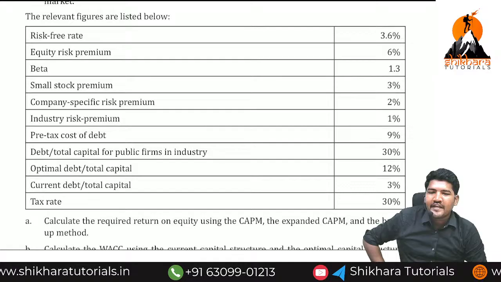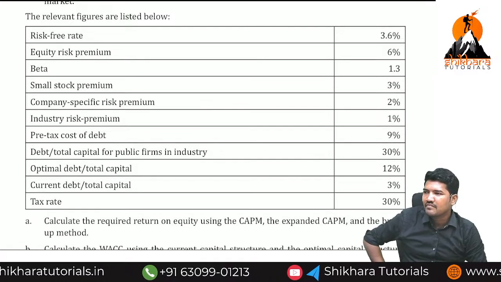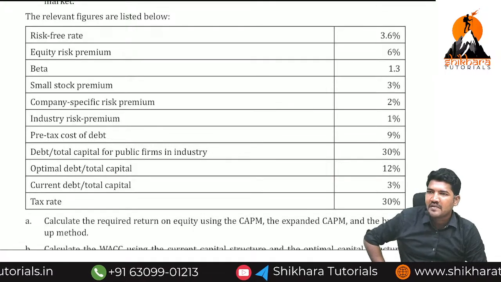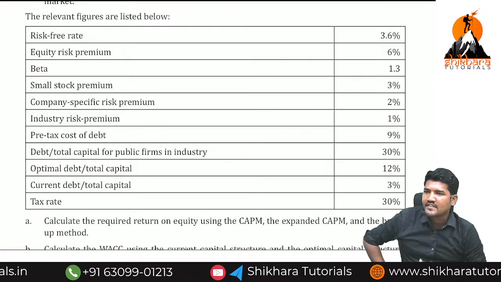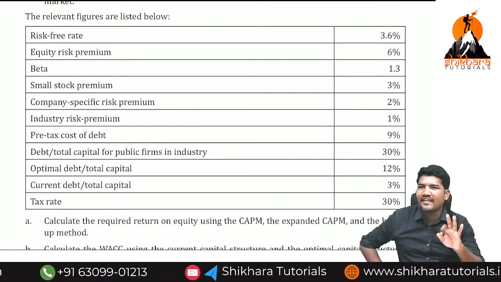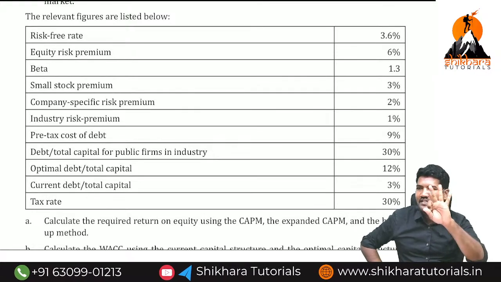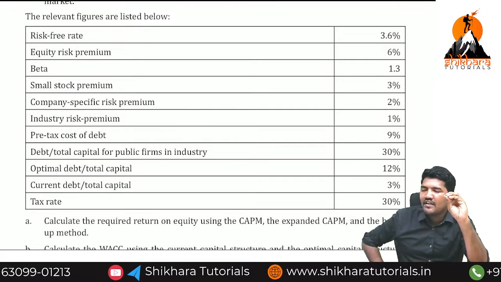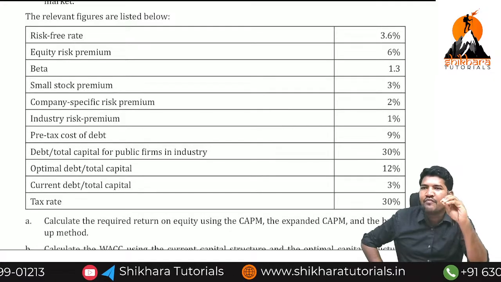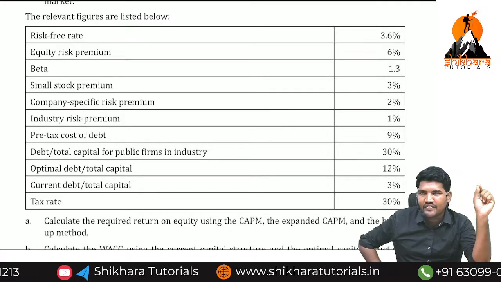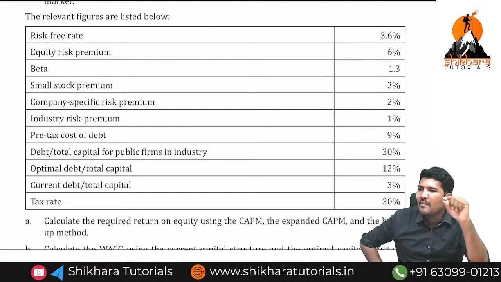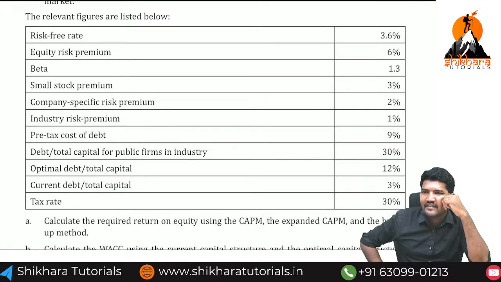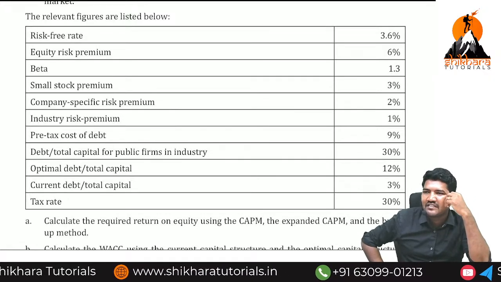Next, company specific risk premium. Same, we are facing it for the first time. As of now, we know only 3: RF, beta, RM. This RM minus RF is called market risk premium. As per CAPM, we know only this and their full forms. RF means risk-free rate of return. RM means market rate of return. Beta means risk or sensitivity. Guys, clear? Now, what are these new words given?